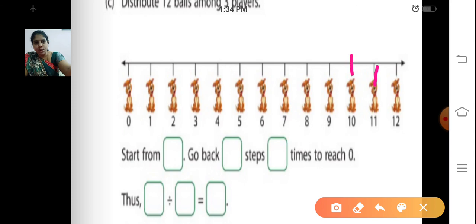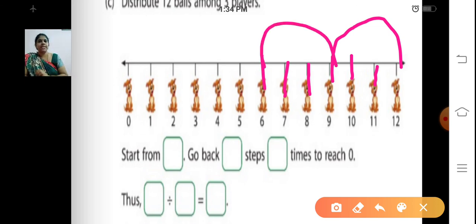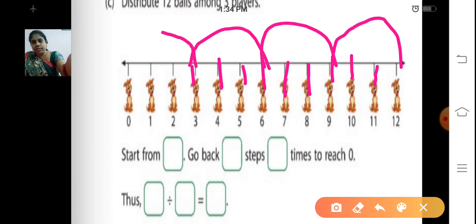1, 2, 3. So this is 1 step. So go back 3 steps. Again from this, 3 steps back: 8, 7, 6. Then again go back 3 steps backward: 5, 4, 3. Again 3 steps. Till we reach the number 0, we have to go back 3 steps backward again. So it will reach 0.